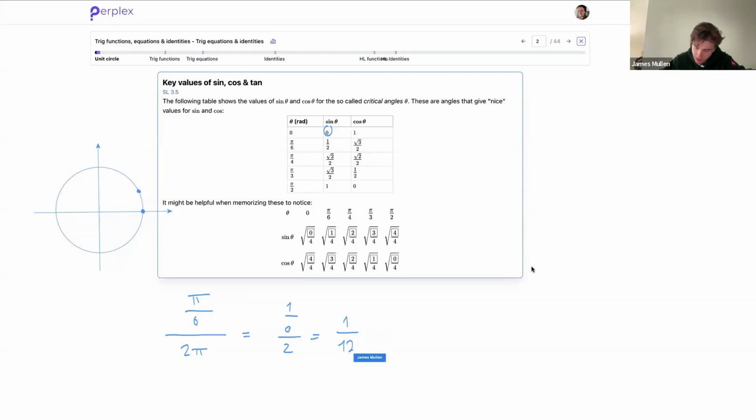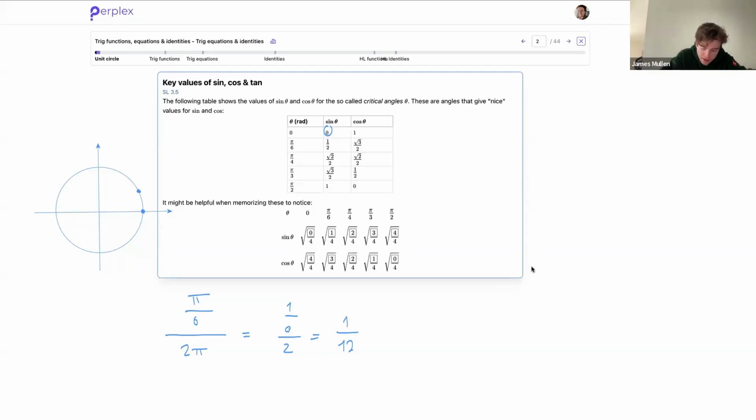Okay, and I can tell approximately what this value is, but I'm also just going to tell you that it is exactly 1/2. The y coordinate, or the value of sine pi over 6, is exactly 1/2. And the x coordinate is √3 over 2.